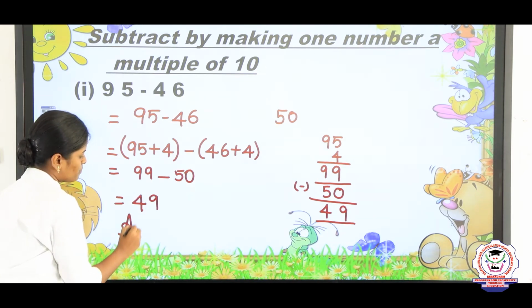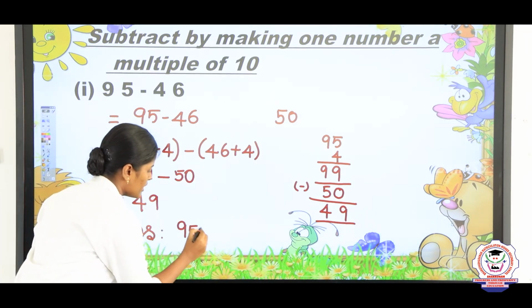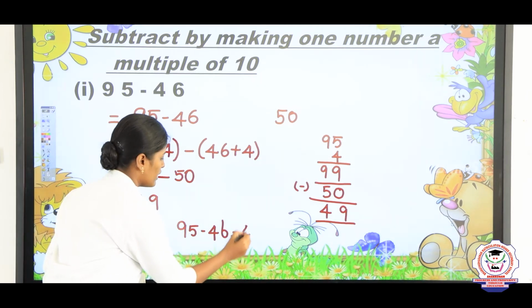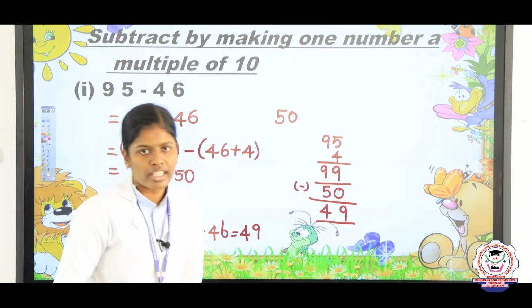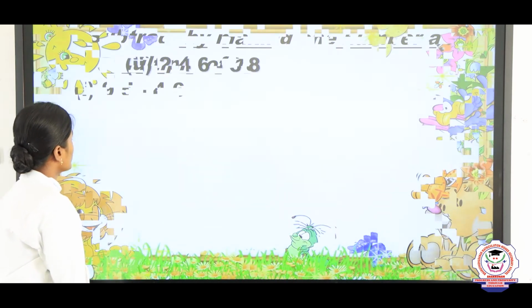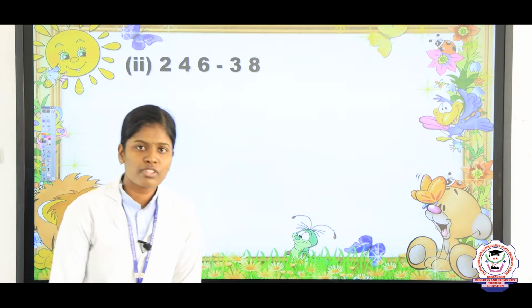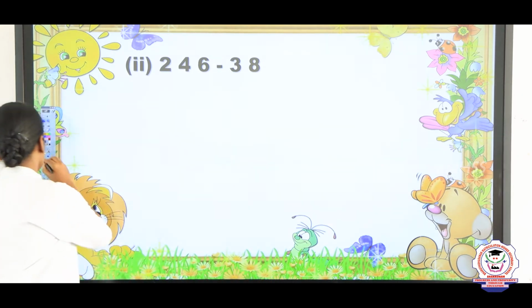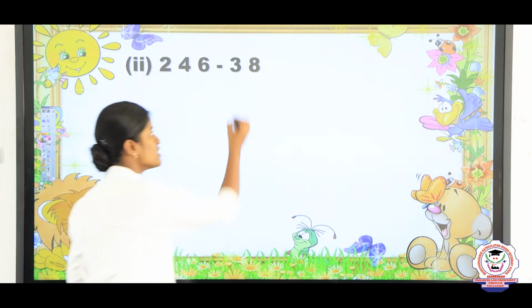Write the answer. First we will write the question. The question is 95 minus 46 equals 49. Next we will see another example. The next question is 246 minus 38. So what is the first procedure? The first step is we are going to take the smaller number. Here the smaller number is 38.